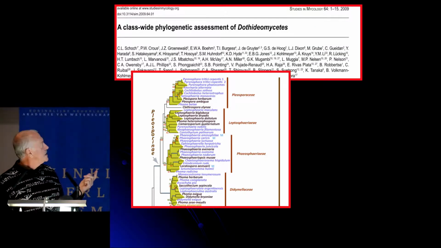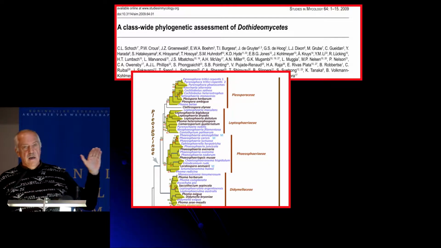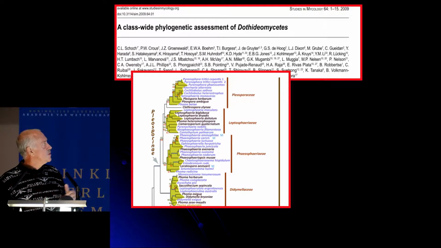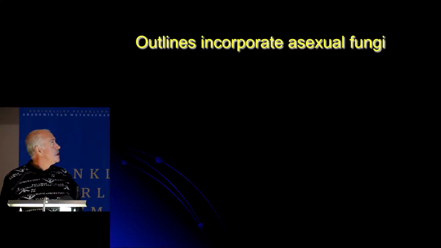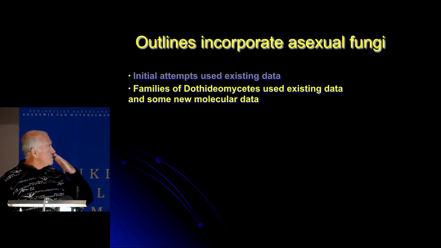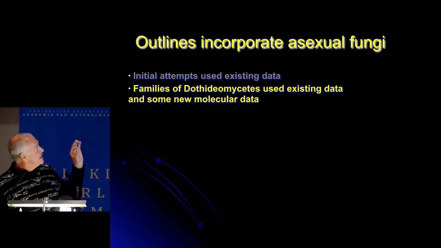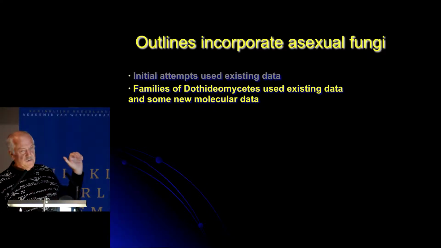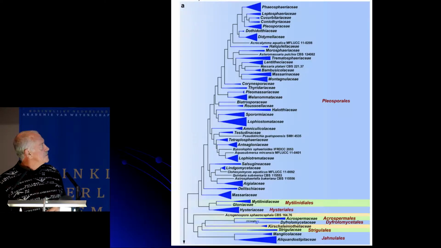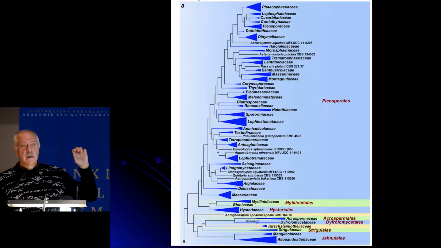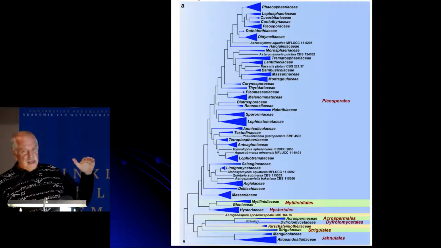And then this, the Dothideomycetes paper by Schoch and colleagues, a lot more data becoming available, and we're starting to get some quite nice results. So the initial attempt was based on morphology, based on linking data. So then we move on to the families of Dothideomycetes paper. A lot more new molecular data and trees, and we are actually bringing the asexual fungi into the sexual classification, or into the natural classification.